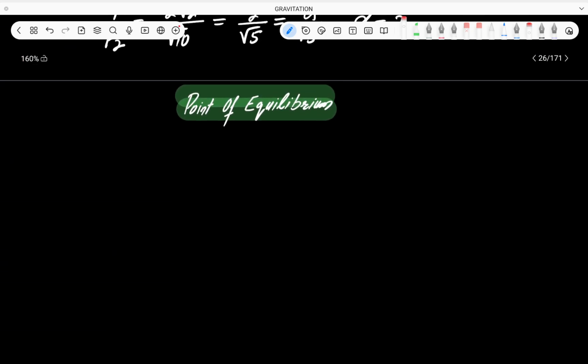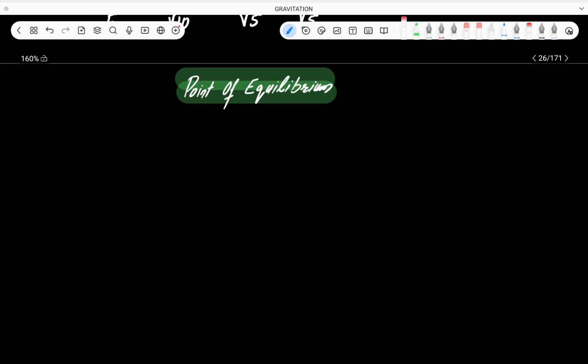Okay, let's switch to another concept, a very small but very important concept, and that is the point of equilibrium. Let's see what the concept is exactly. There are two particles. Two particles are given to us. This is one particle, suppose its mass is m1. This other particle has mass m2. The separation between these two particles is equal to r.